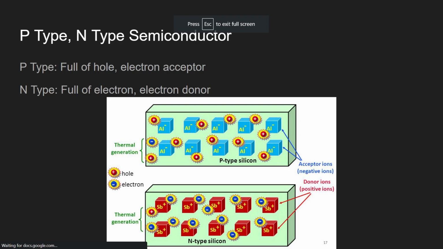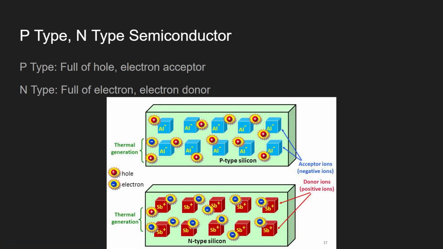Okay, semiconductor diode. A diode is an electronic component that will only allow electricity to flow in a single direction. Okay, that is the basic definition, but of course there are some more add-ons, so we'll talk about them one by one.